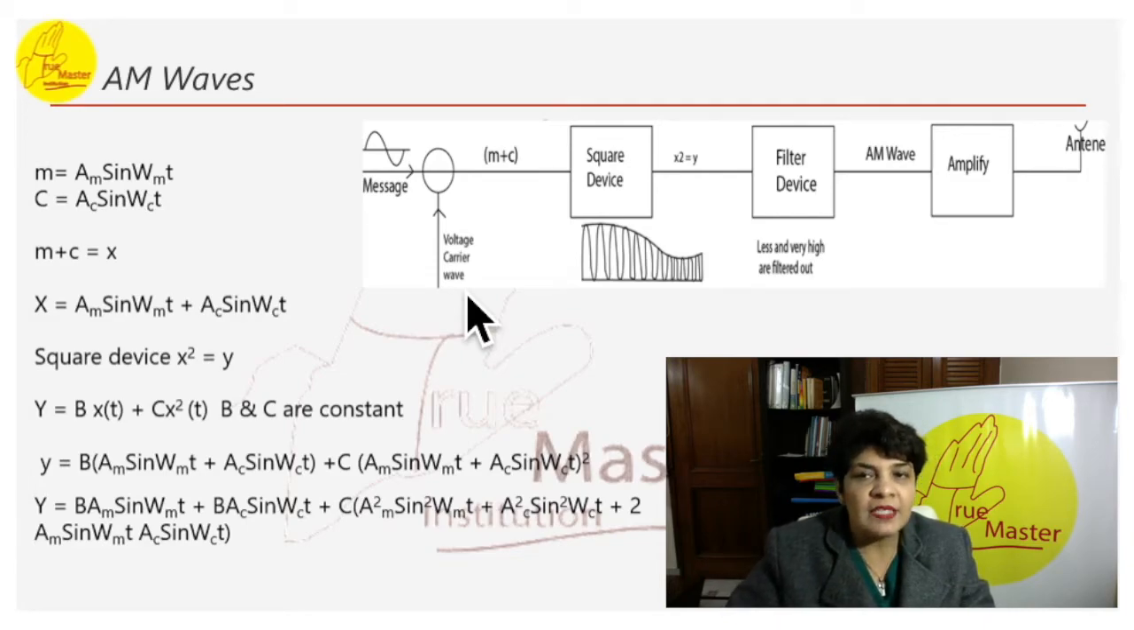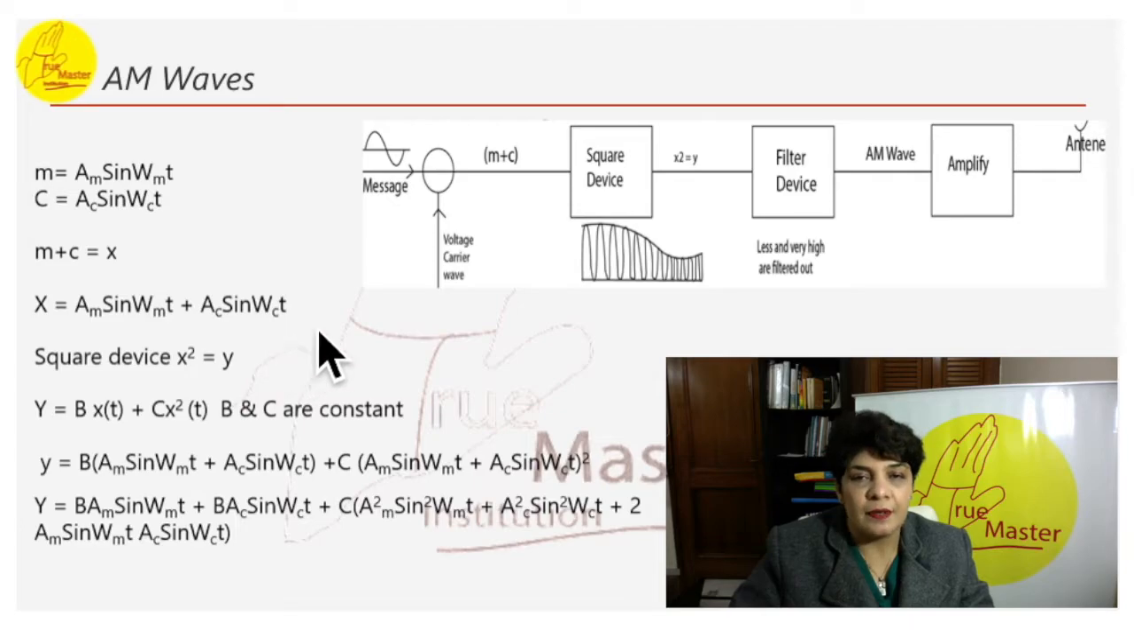The steps involved basically are M plus C here, because the modulation, the combination is taking place here, M plus C, and the second step is x square y. So what is happening? M is equal to Am sine wmt. M stands for the message wave. C here stands for the carrier wave. So the formula is Ac sine wct. When we add them together, the modulation M plus C, that becomes the value of x. So the value of x is equal to Am sine wmt plus Ac sine wct.